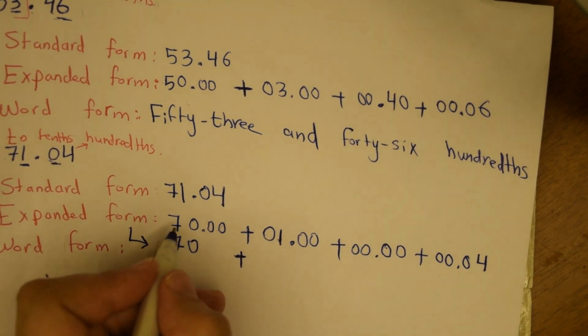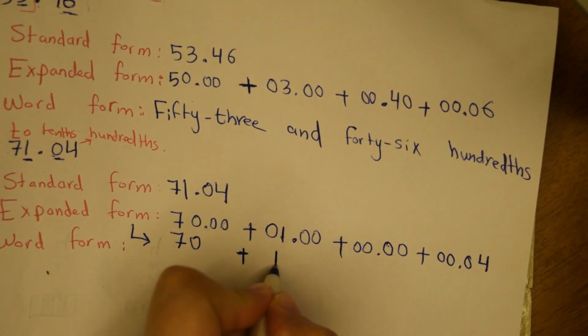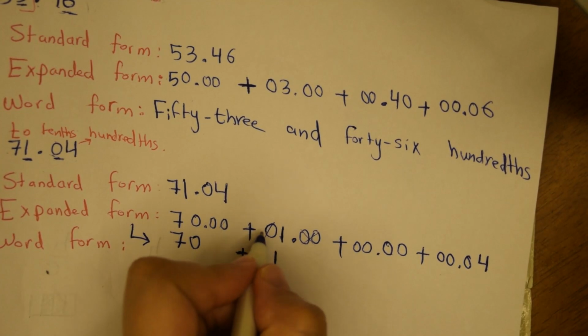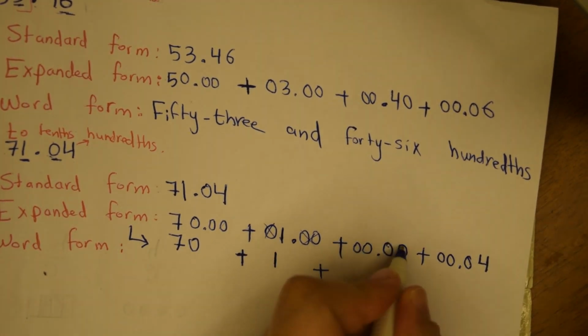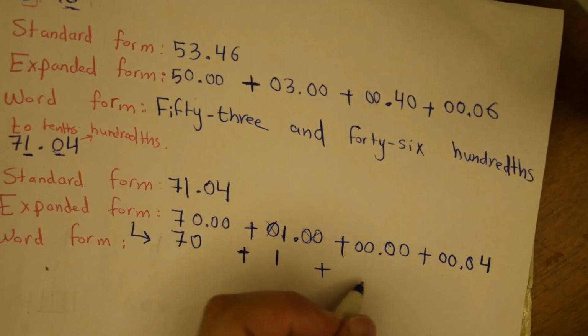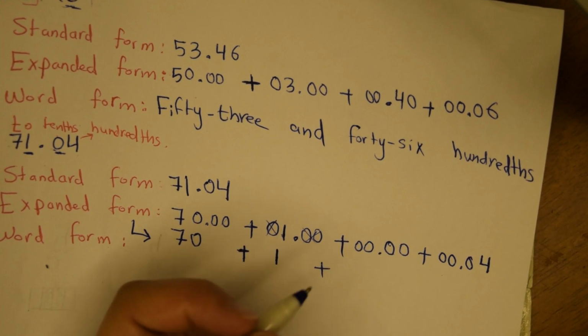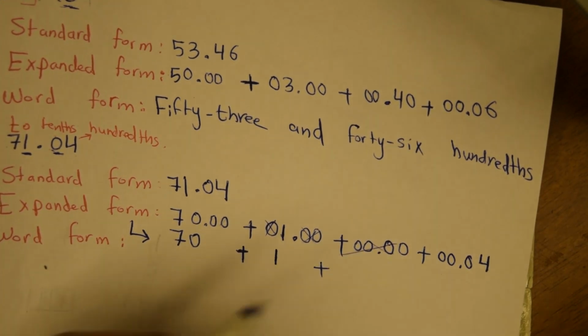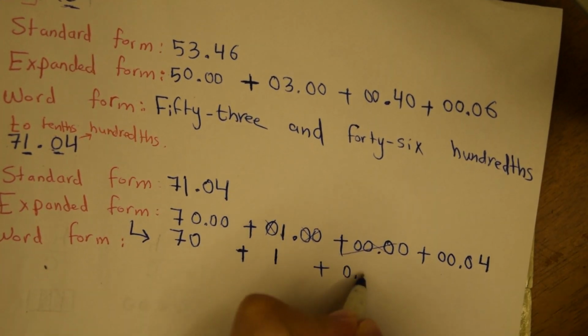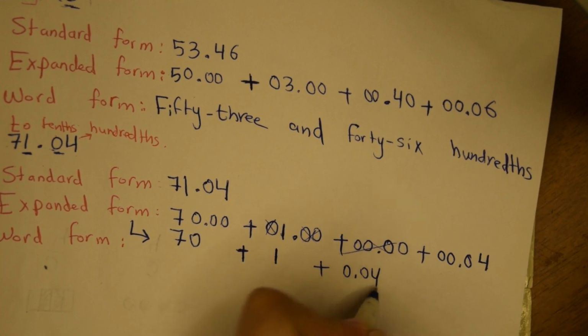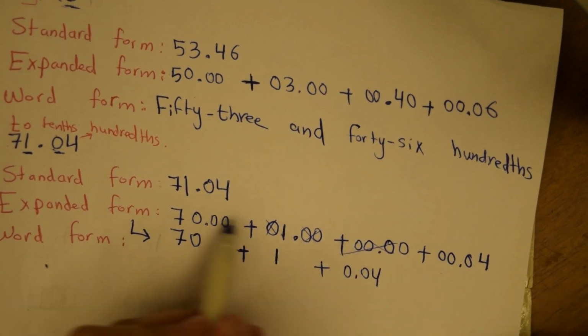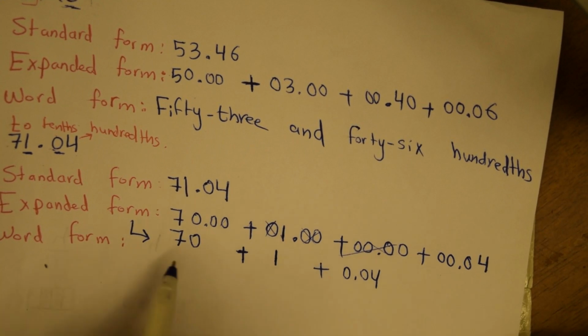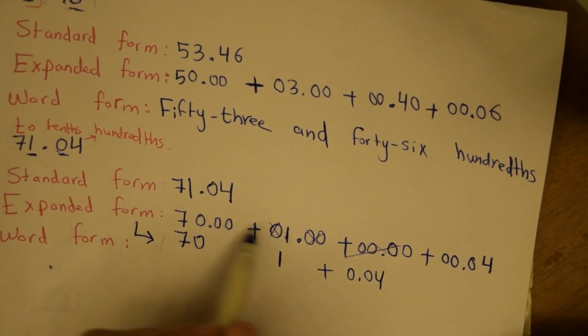We said we have many zeros here, so you can put only 1, and no need to put this. Plus this number, no need to put it, because if you add 0 to any number, the answer stays the same. So this 0 no need to write down, and this 4 you will write like this. But if you find this hard, then you can write it like this. It's the same. But here you have extra zeros.